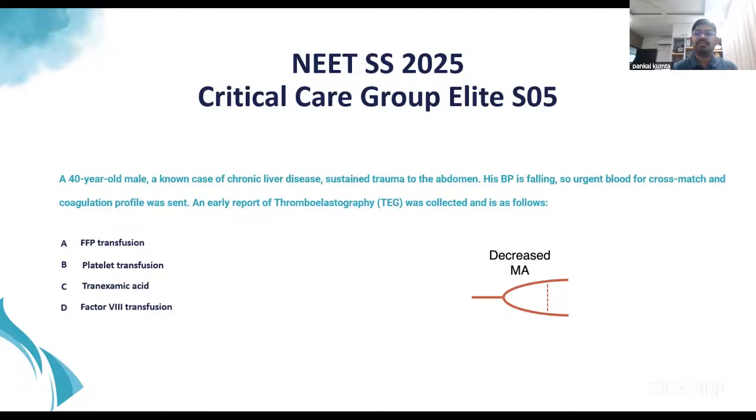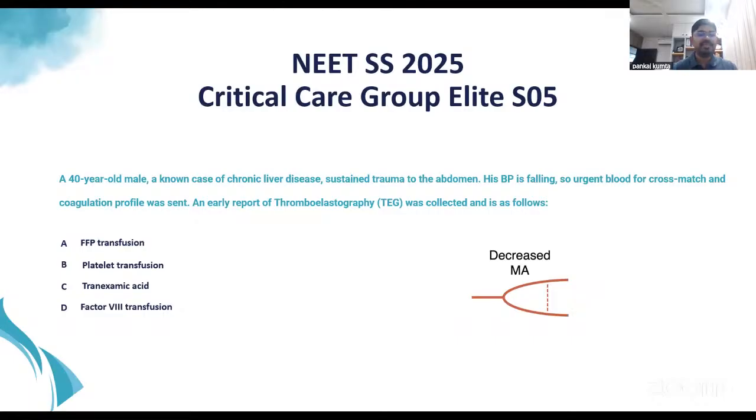His BP is falling, so you need urgent blood for cross matching, and a coagulation profile was sent. And luckily, we have an early TEG. If you look at the TEG here, we have given the answer. It's a decreased MA. So if it's a decreased MA, then typically you're looking at the platelet transfusion. So the answer is very straightforward.